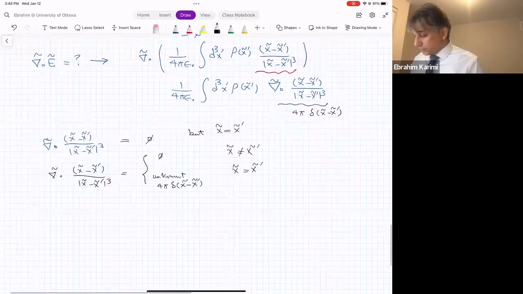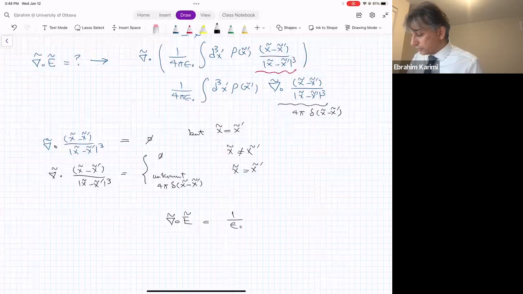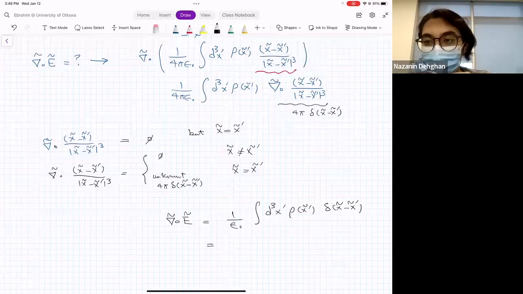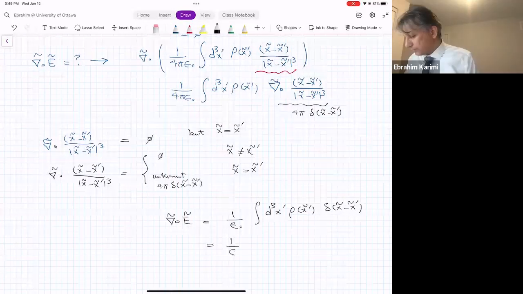Okay, so the divergence of E is then given by 1 divided by epsilon 0, because the 4 pi goes away, integral of d3x prime rho of x prime delta of x minus x prime. And what is the integral of a function times the delta? Exactly. So it will be 1 divided by epsilon naught rho at x.